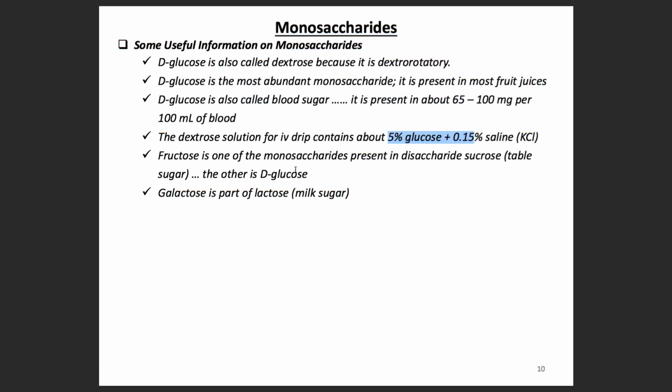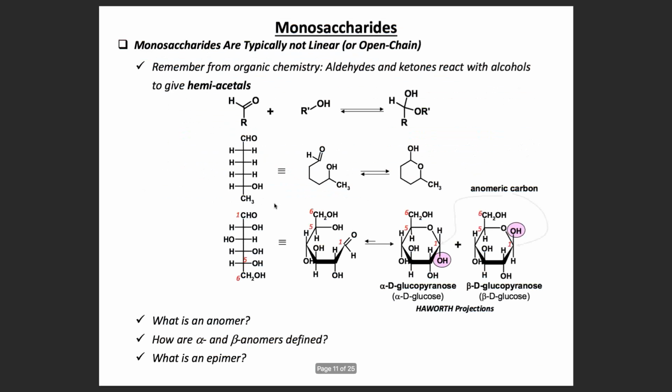Fructose is another monosaccharide. Fructose is a monosaccharide that is present in the disaccharide sucrose. And then galactose is part of lactose. Monosaccharides, although I have shown you as typically linear form, remember the first slide? Is dextrose, so is it just linear D-glucose when they give it to you, or is it cyclic? It is cyclic. Okay.